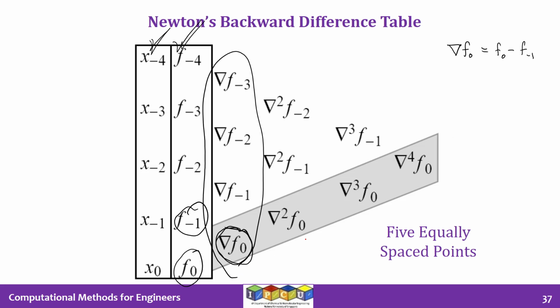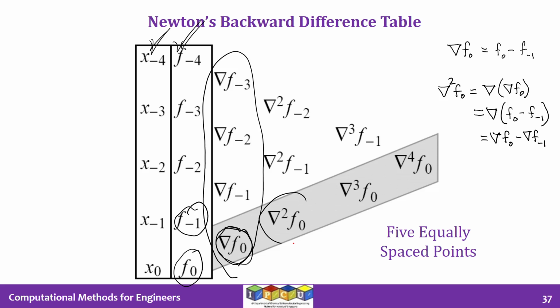So when you want to compute the second column, which comprises of second order backward differences, delta squared f naught is going to be the backward difference operator applied to delta f naught. And this can be written as the backward difference operator applied to f naught minus f minus 1, which is nothing but backward difference operator applied to f naught minus the backward difference operator applied to f minus 1.